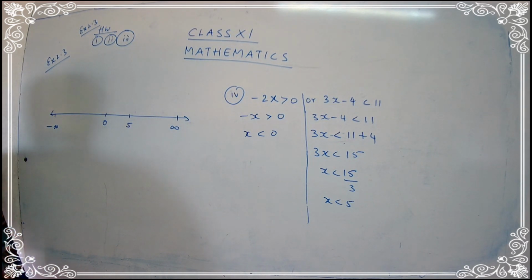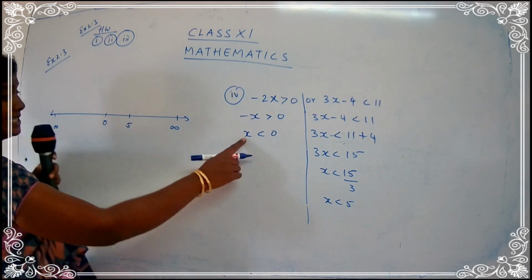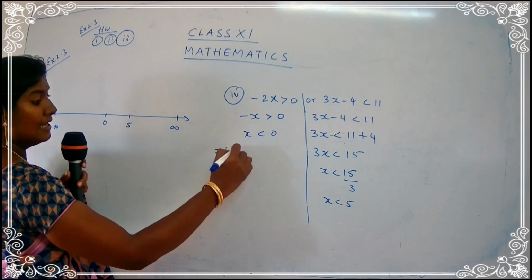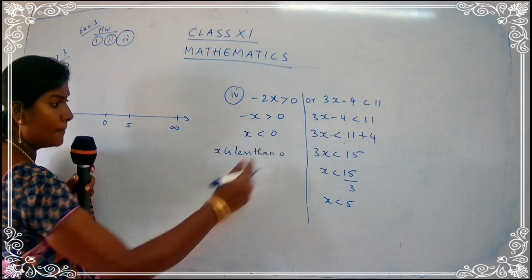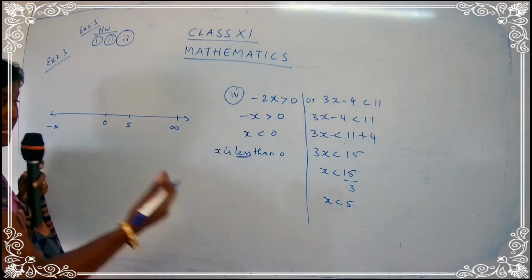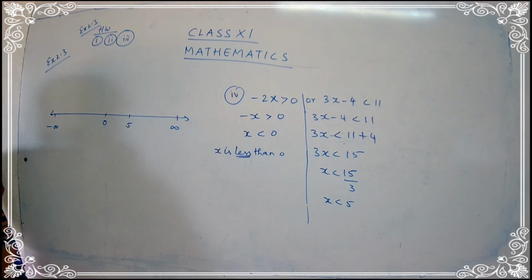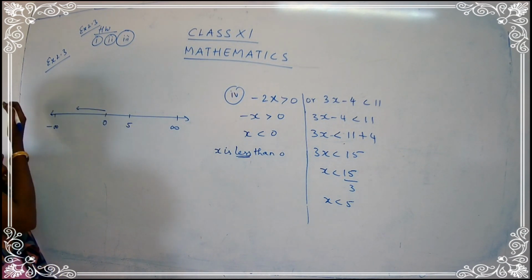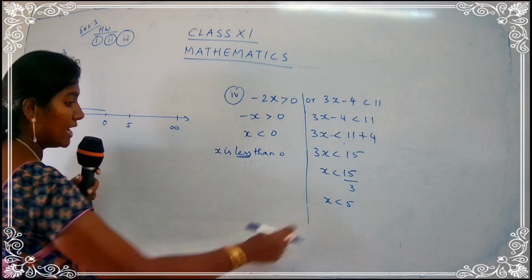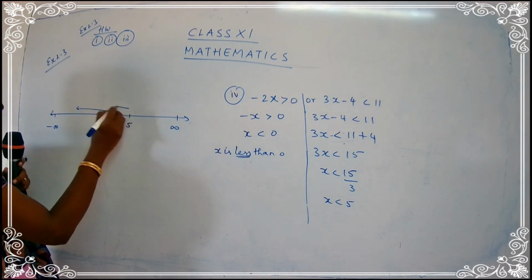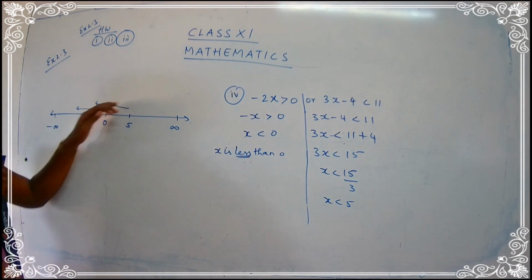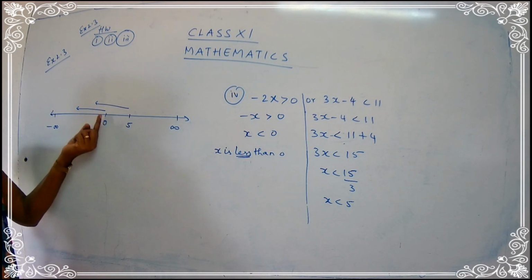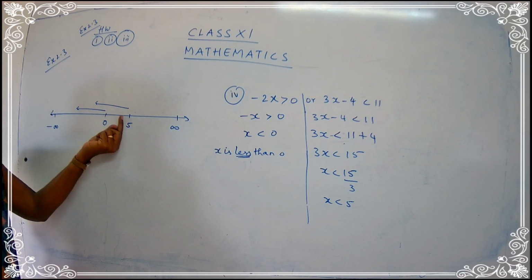Yes. Let's see the condition. x is less than 0. Less than 0 means what? Less than means which direction are we going to move? We are going to move to the left side. Yeah. So you are going to move to the left side. x is less than 5. Again you are going to move to the left side. Clear? See here, children. So you get a common area here. So x is less than 0 means this side. And x is less than 5 again coming to this side.